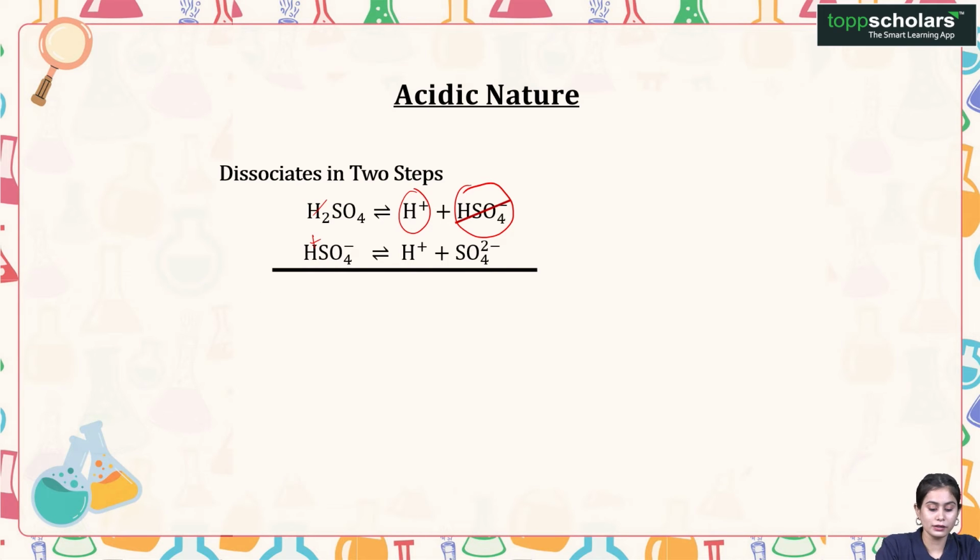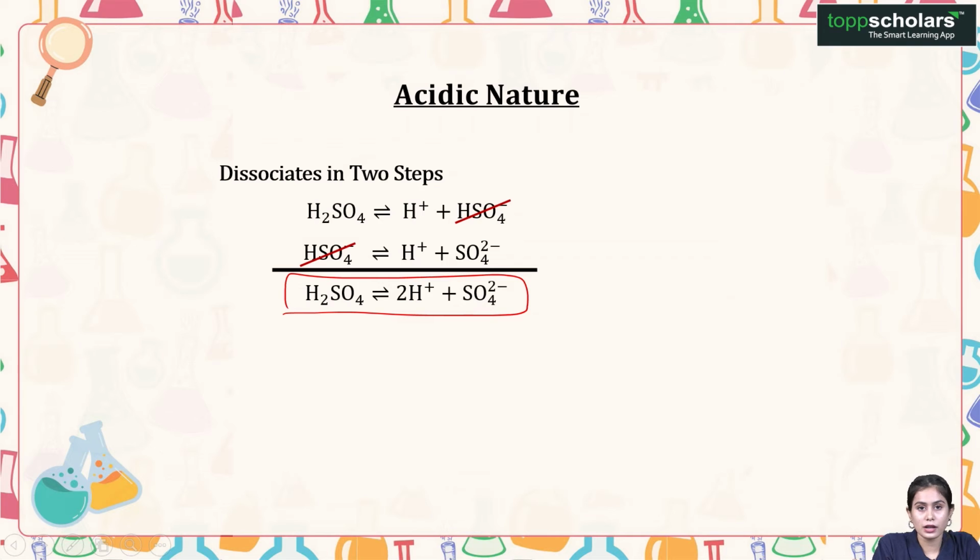Okay, so if we see, we have to cancel this out, this and this. So what are we left with? H2SO4 will give me 2H plus plus SO4 2 minus. So this is the final step. Correct? So this is how your acid H2SO4 dissociates in two steps. It forms two types of salt.